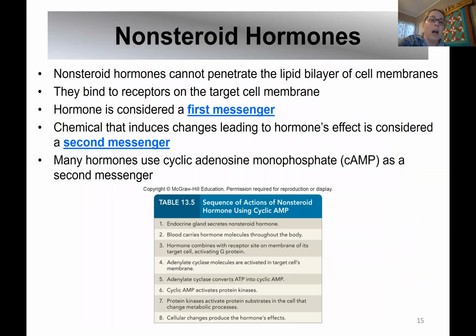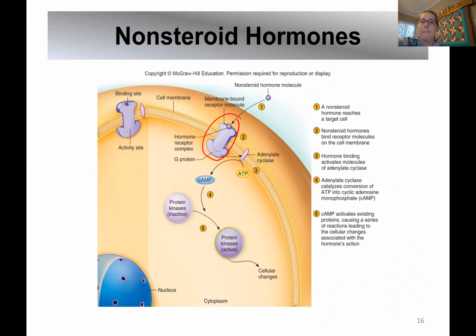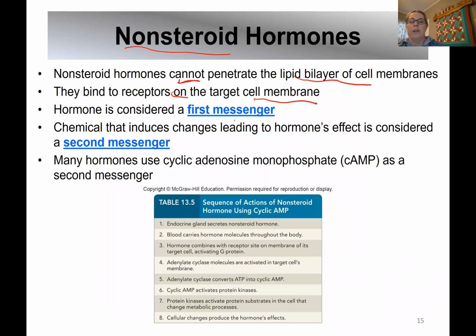Okay, non-steroid hormones, so the other types of hormones, are not hydrophobic, so they cannot just go right through the cell membrane. They have to bind to a receptor that's on the cell membrane. So this guy, let me erase all this here. This guy here, it's on the membrane. So the hormone never enters the cell. It's not able to chemically. It's stuck on the outside, but it can bind to this receptor here.